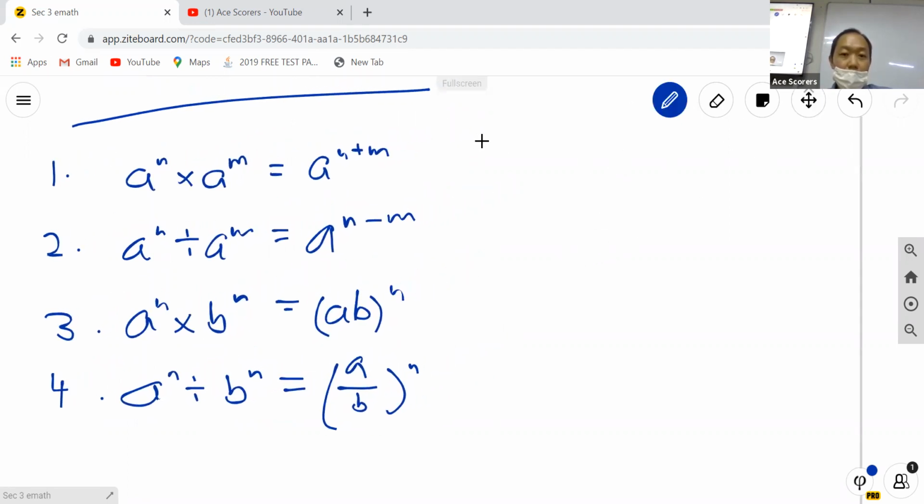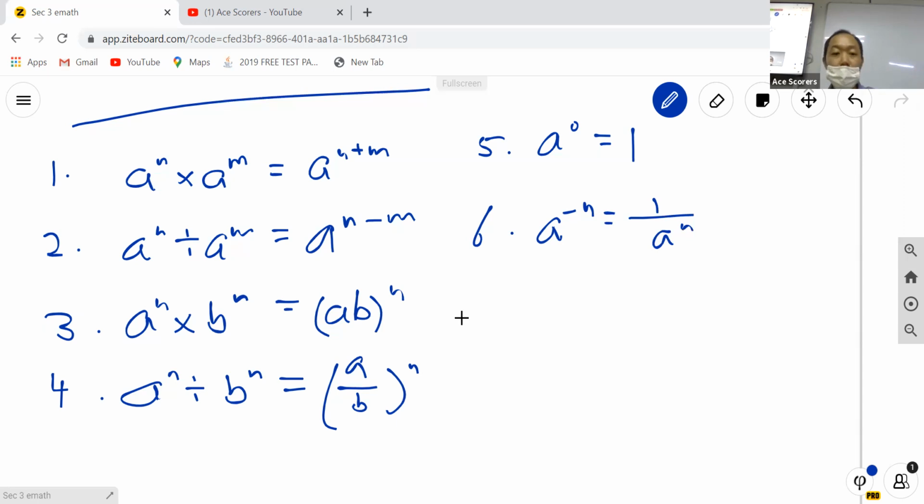Next one, number 5: a to the power 0. Everybody knows this, it is 1. Number 6: a to the power negative n is 1 over a to the power n. Number 7: power rule. a to the power n, to the power m, equals a to the power n times m.